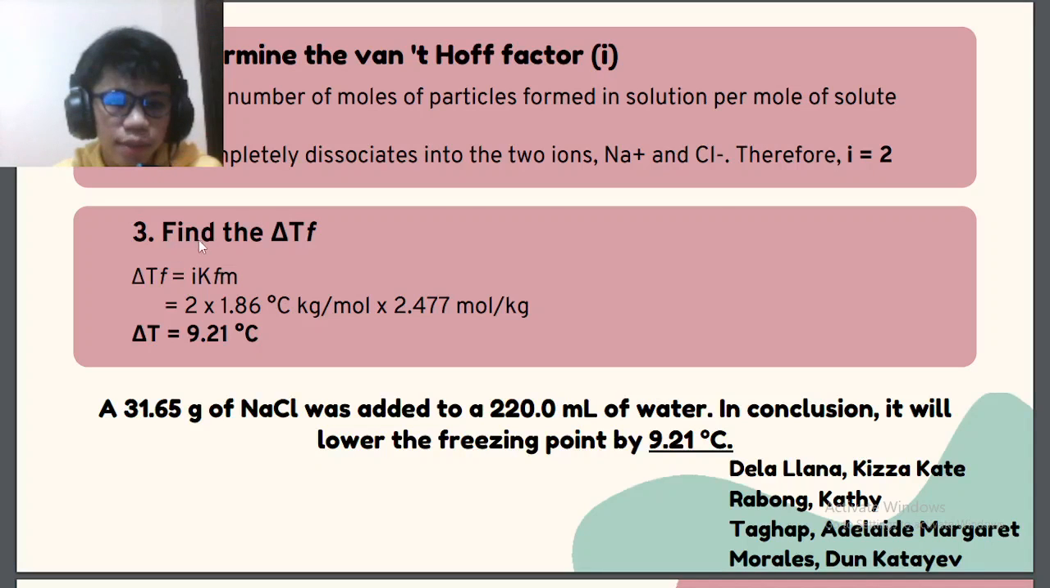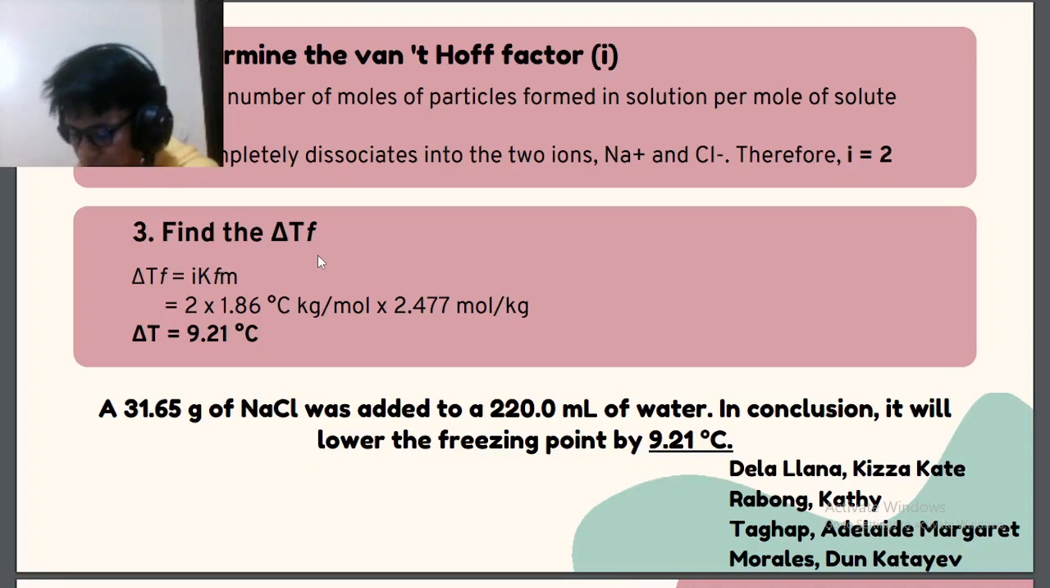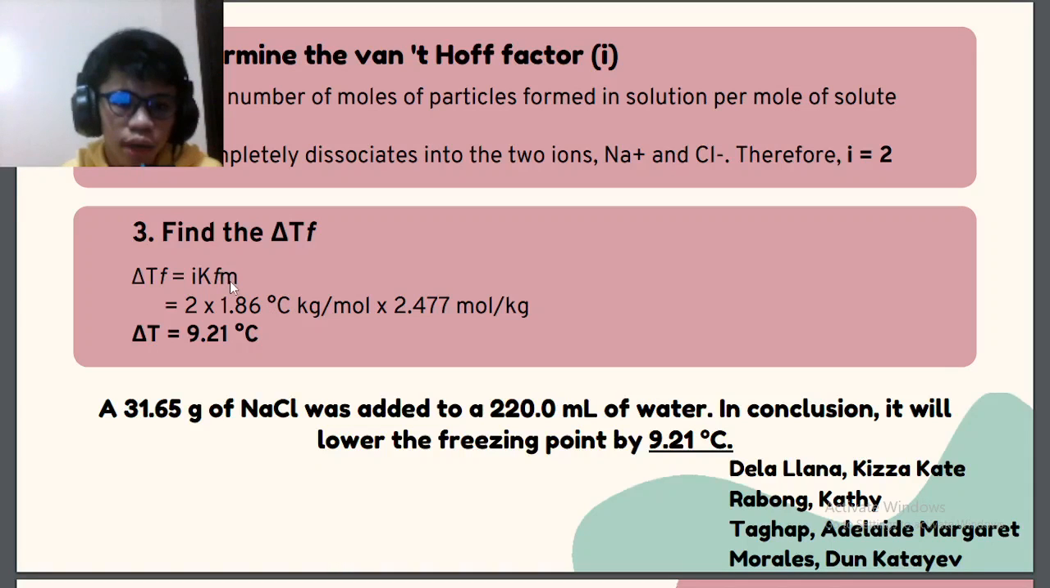So the third step is to find the delta Tf, which is the freezing point depression of the solution. So delta Tf is equal to i, the Van't Hoff factor, multiplied by Kf, which is the molar freezing point constant, which we have, and the molality, which we solved earlier. So input these values here, multiply all of them, and you should end up with delta Tf, the freezing point depression, is equal to 9.21 degrees Celsius.